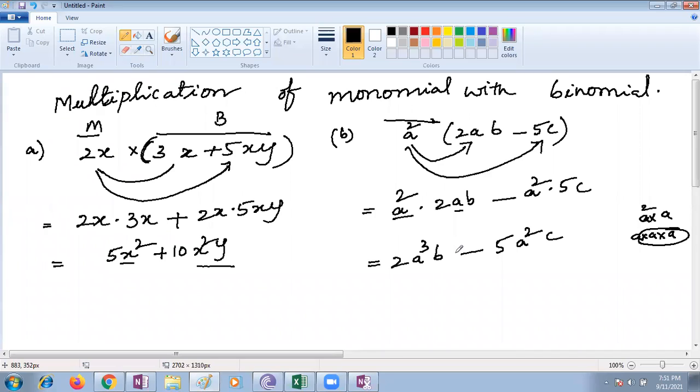Here a square and 5c is there. The numerical part I'm taking first outside. Then the coefficients, I'm writing a square into a, and the same multiplication, you can change the order also, right, Ramya? This part can be written as a cube, and b as it is I wrote. Here also numerical part I'm taking first, then variables a square and c.